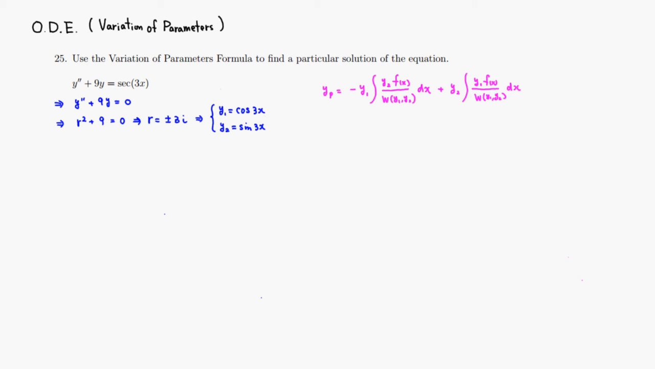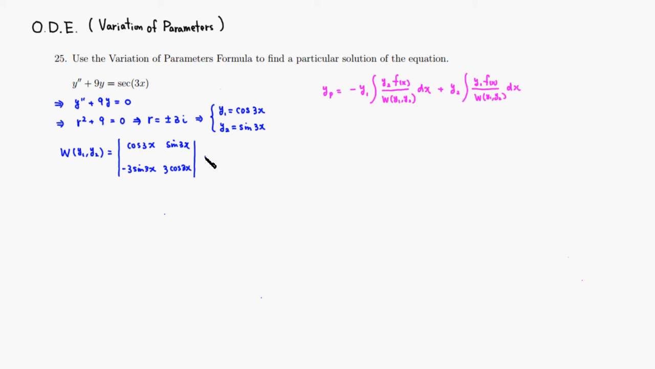So let's find the Wronskian. We need the Wronskian for both terms. The Wronskian of y1 and y2 would be a determinant. You have cosine of 3x here, then sine of 3x. The derivative of cosine of 3x is negative 3 sine of 3x, and the derivative of sine of 3x is 3 cosine of 3x.